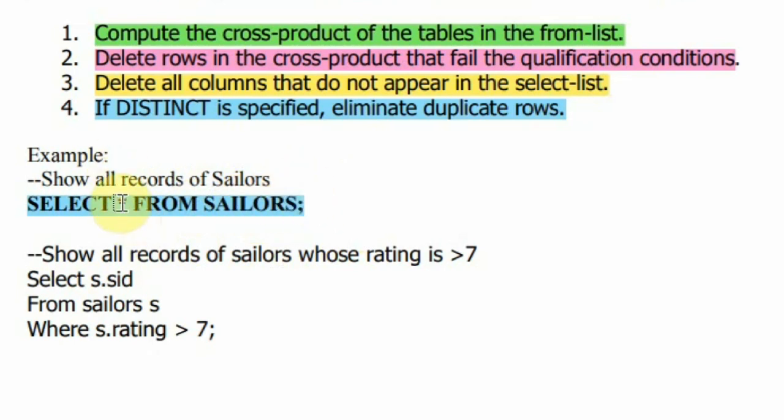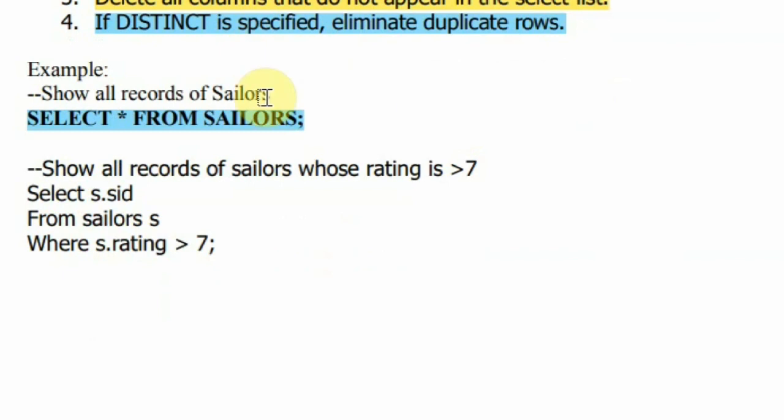What does star mean? Star means all the attributes that are there in the sailors table. What are the attributes in the sailors table? The SID, SNAME, rating and age. So all those attributes and all the records will be shown, which means we are showing the entire table with all the attributes and all the rows. Here you can see there is only one table in the from clause, but you can also have more than one table in the from clause.